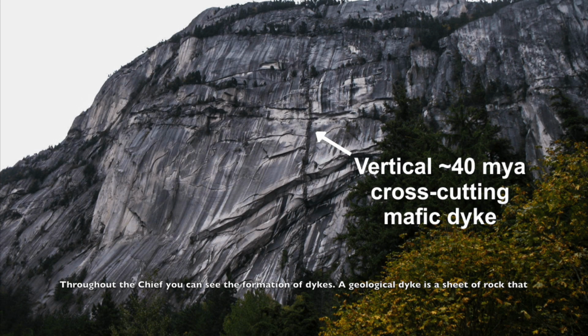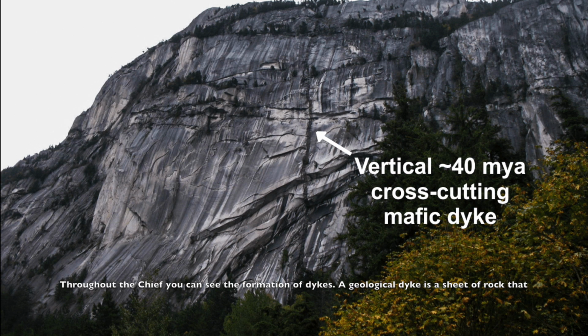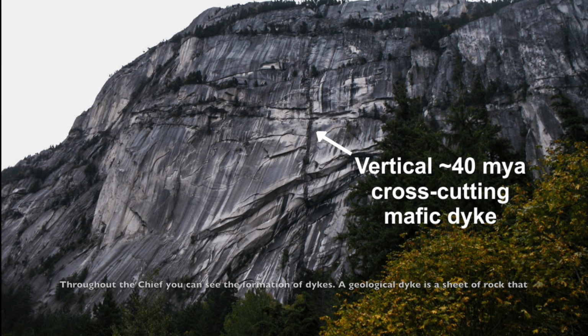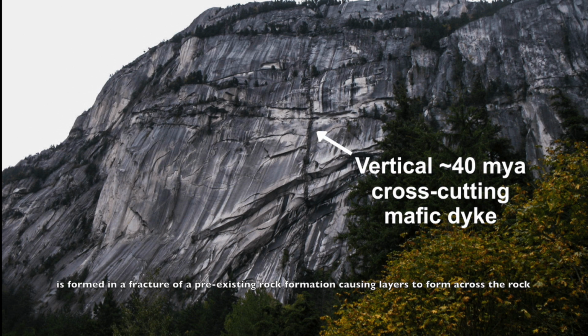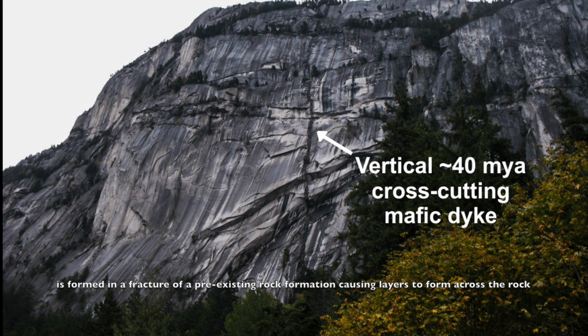Throughout the Chief, you can see the formation of dikes. A geological dike is a sheet of rock that is formed in a fracture of a pre-existing rock formation, causing layers to form across the rock.